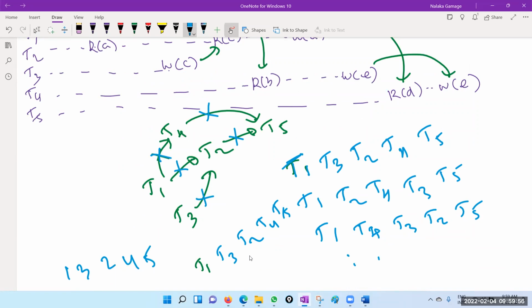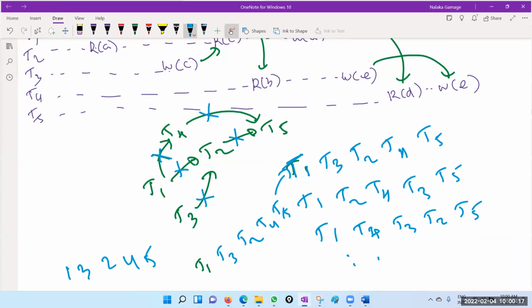T1, T3, no, this is the same as this one, right? So this is the same as this one. I think there's only 3. Just double check, there can be even 4 possibilities. Okay, so anyway, we also found this 1, 3, 2, 4, 5. So likewise, the examiner has asked you to write all the possibilities.